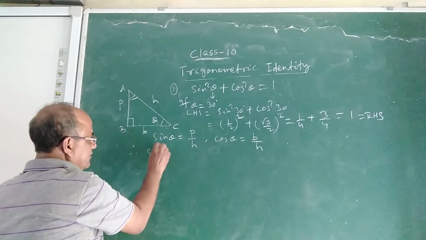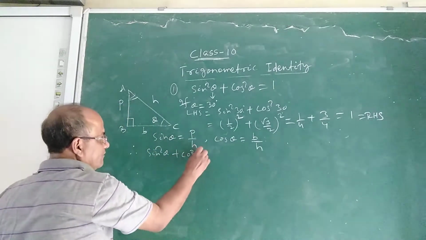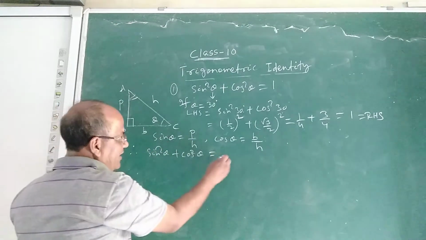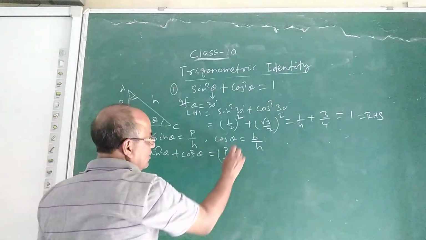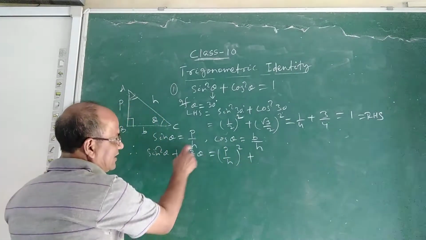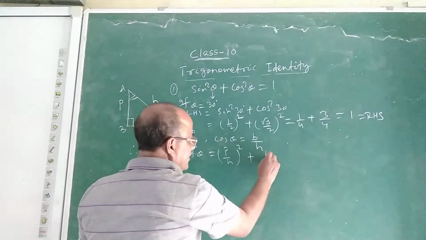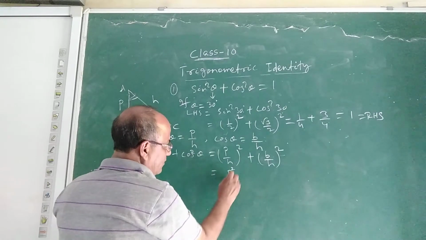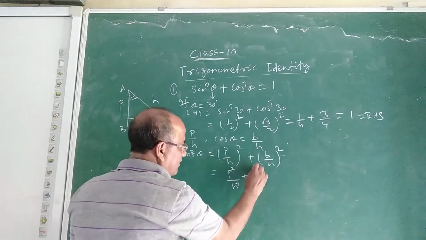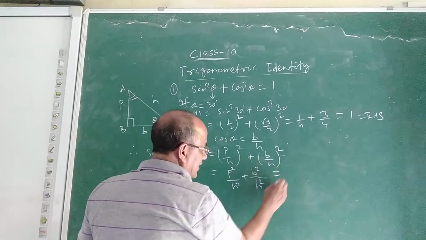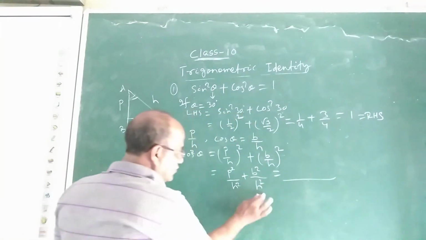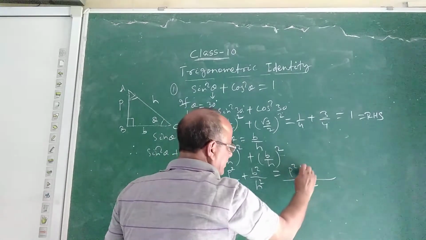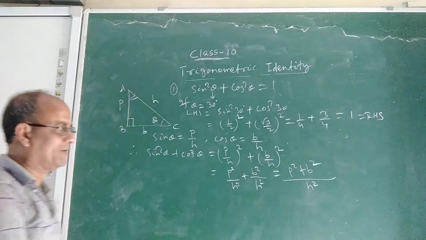Therefore, you find sin square theta plus cos square theta. Sin square theta means it is the whole square of sin theta. Sin theta is P by H. So it is P by H whole square plus cos square theta is again cos theta whole square. That means B by H whole square. Very good. Now you simplify it. It will be P square by H square plus B square by H square. Now you take the LCM of these two. Add these two. By taking LCM, the LCM is H square. And what will be the numerator? You know addition. It will be P square plus B square.